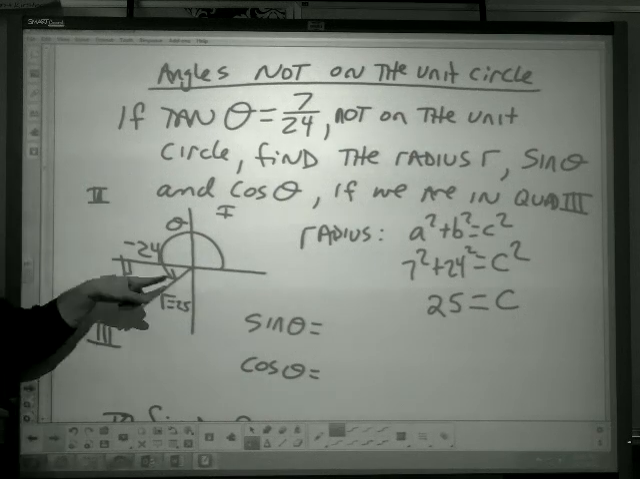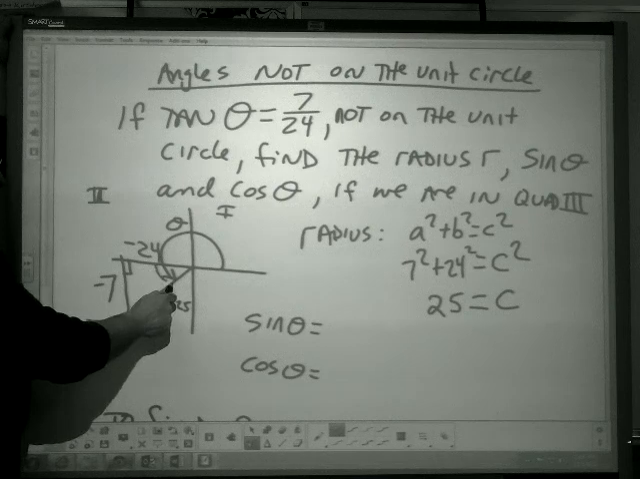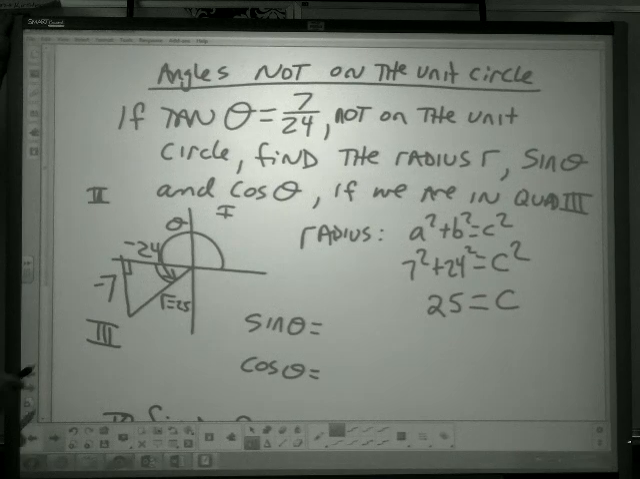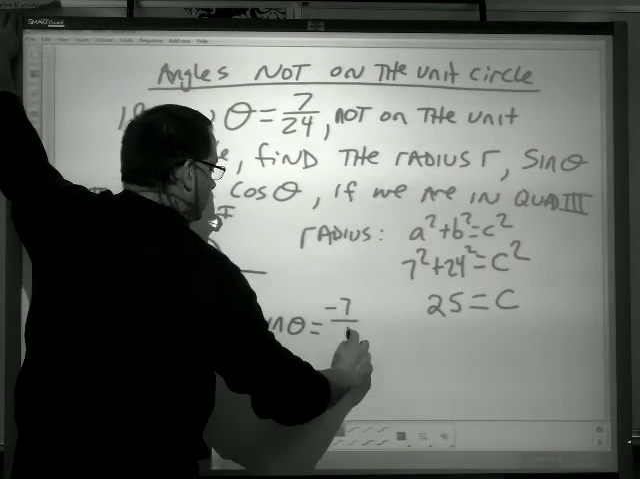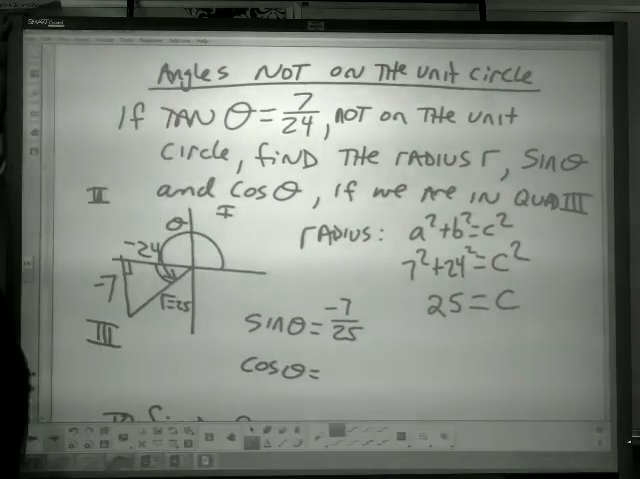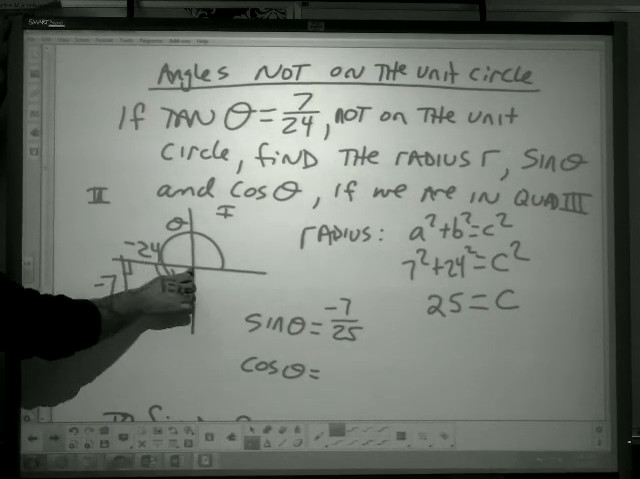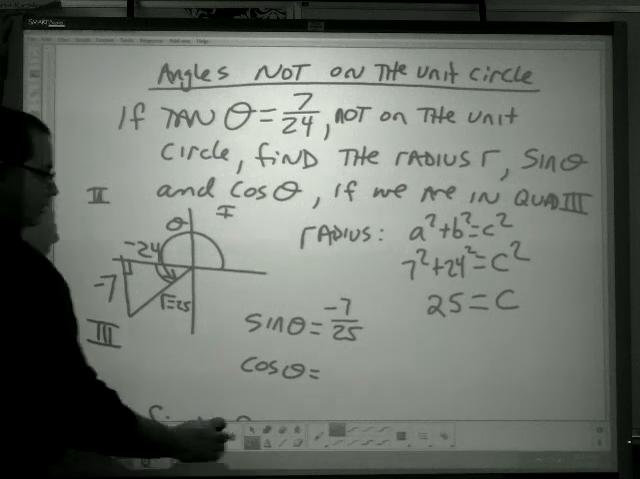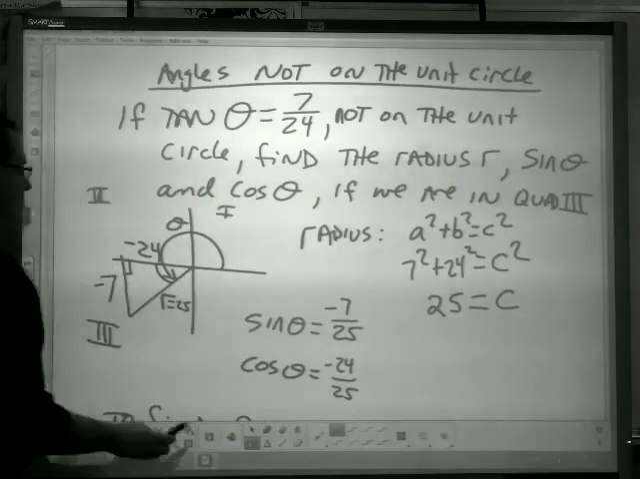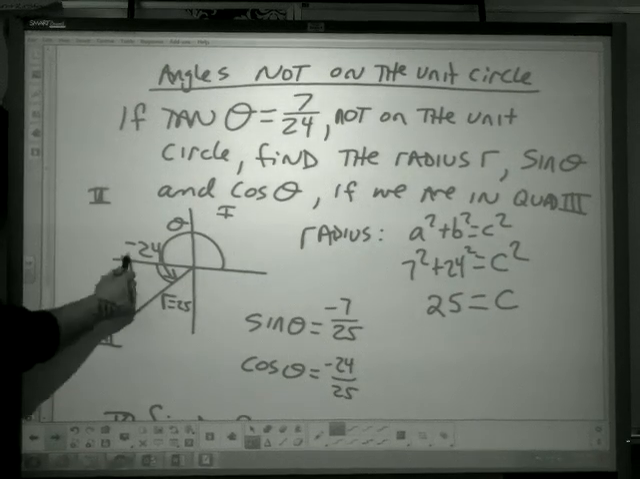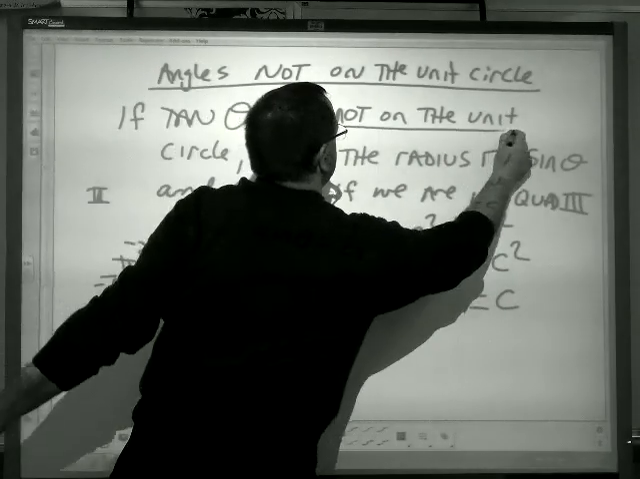So the sine of the angle, here's my angle, part of the triangle I'm in, is opposite over hypotenuse. So negative 7/25. Cosine of the angle is adjacent, the x value, over the hypotenuse. I cannot just say that negative 7 is the sine and negative 24 is the cosine, because this is not on the unit circle.